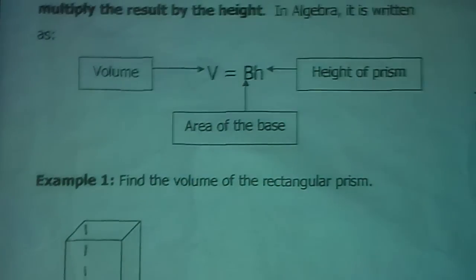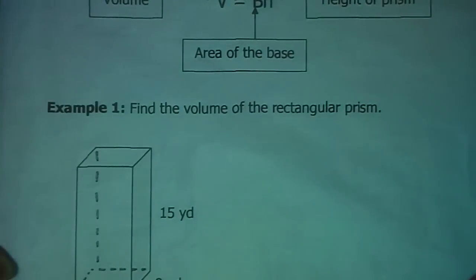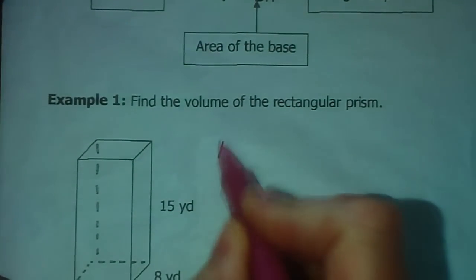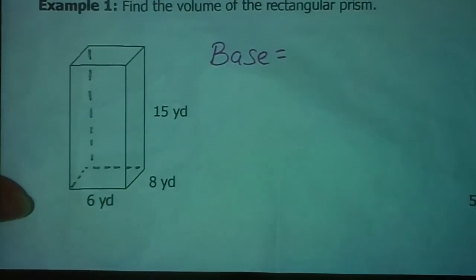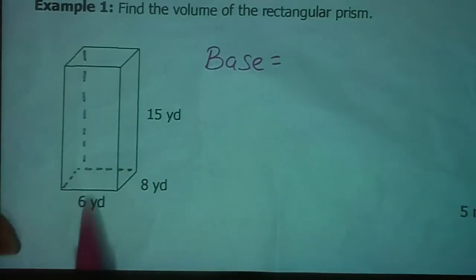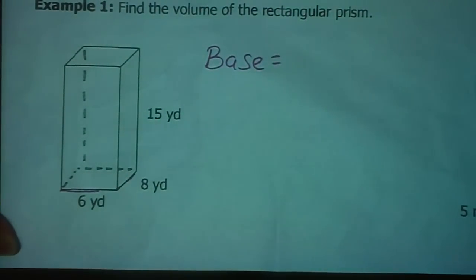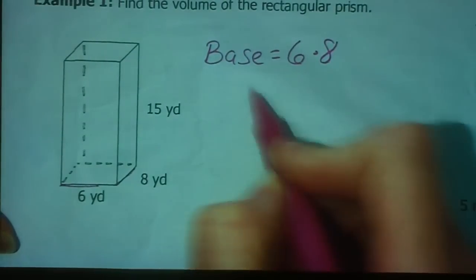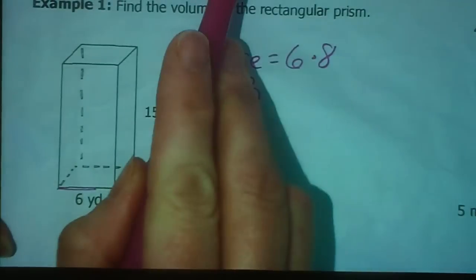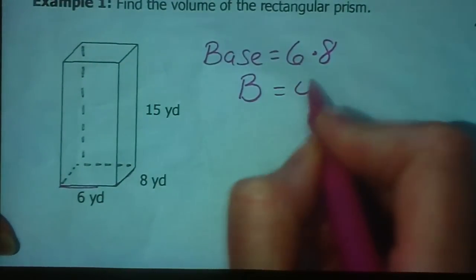So here's our first example. We have a rectangular prism. Our first step is to find the area of the base. You'll notice that the base is a rectangle. The area of a rectangle is length times width. So the length and width of this rectangle are 6 and 8. So do 6 times 8. That's 48. So B, our area of the base, is 48.